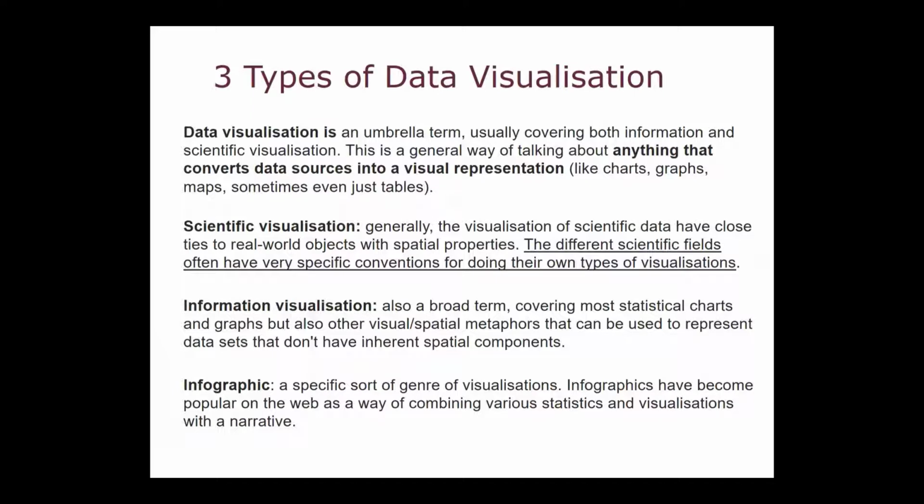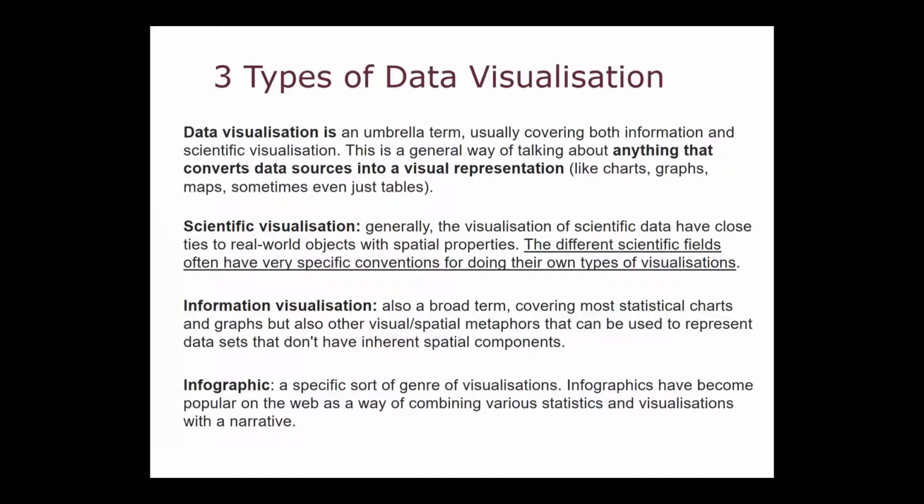There are three types of data visualization. Data visualization is the umbrella term, usually covering both information and scientific visualization. So this is a general way of talking about anything that converts data sources into a visual representation. Anything like charts, graphs, maps, or sometimes just even normal tables.